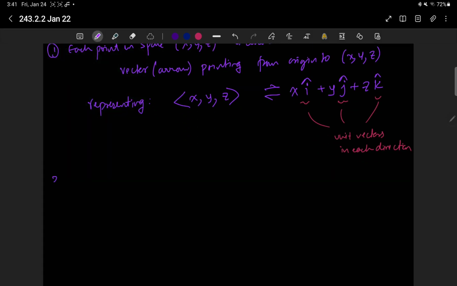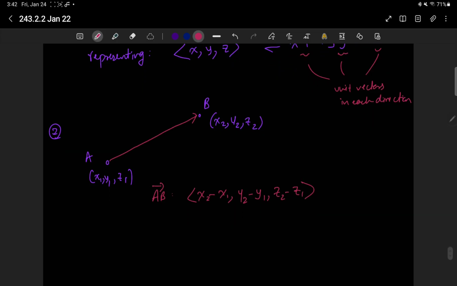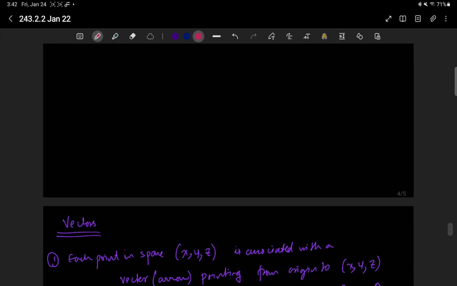The second thing that we looked at is if you have two points, x1, y1, z1, and another point B, which is x2, y2, z2, then the vector pointing from A to B, this vector AB, is x2 minus x1, y2 minus y1, and z2 minus z1, or its equivalent notation using the i, j, and k cap.